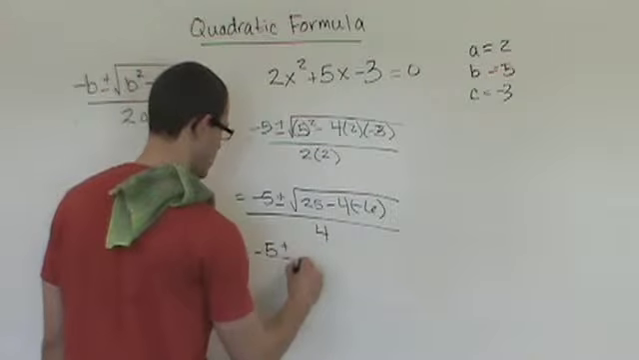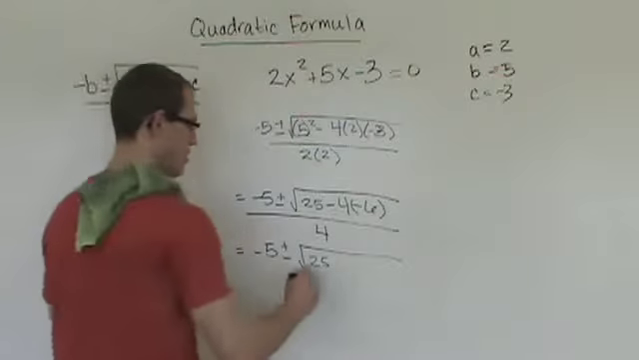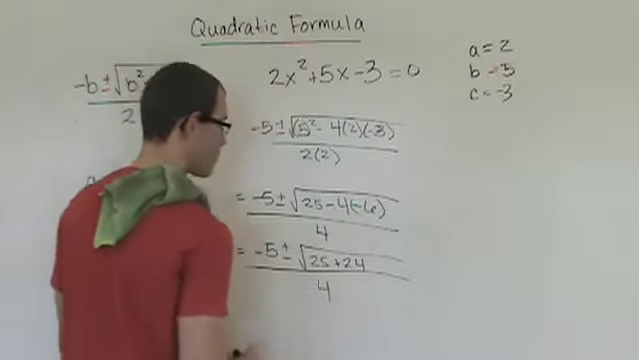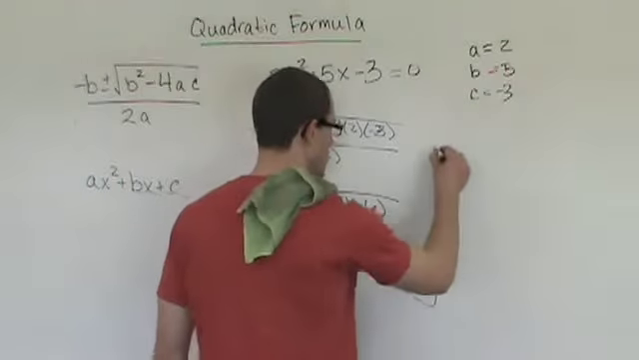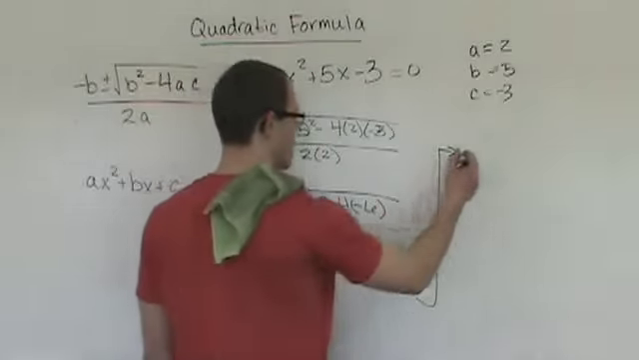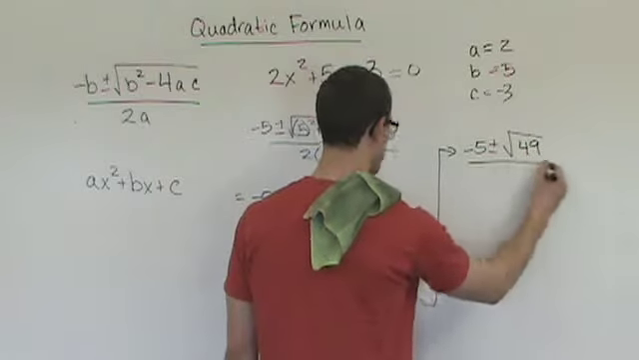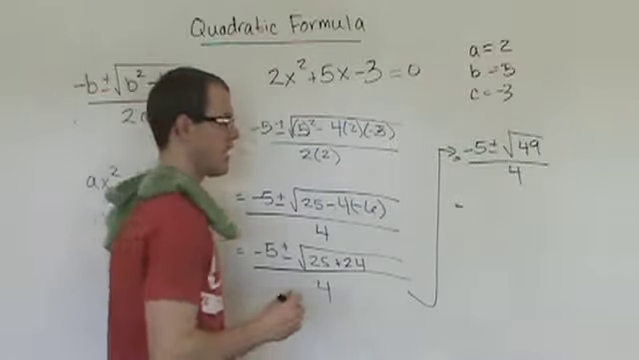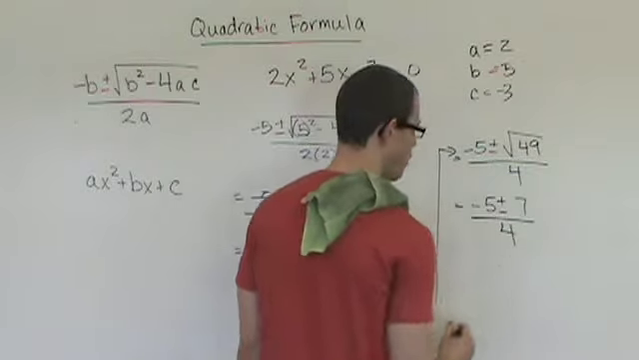Negative 5 plus or minus the square root. 25. Negative 4 times negative 6 is a plus 24. Divide all that by 4. Let me move this up a little bit so we can see it better. Let's combine what's underneath the radical. So we have negative 5 plus or minus square root of 49 divided by 4. We know what the square root of 49 is. That's 7, so plus or minus 7 divided by 4.